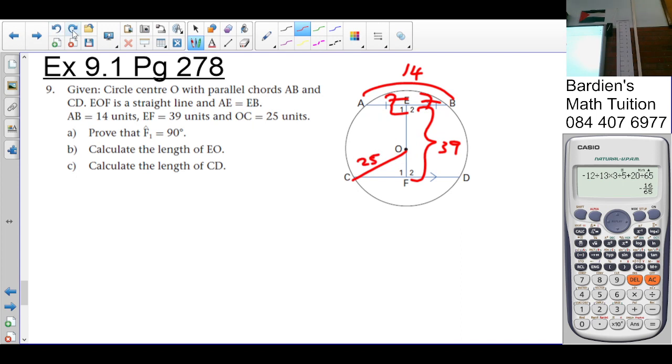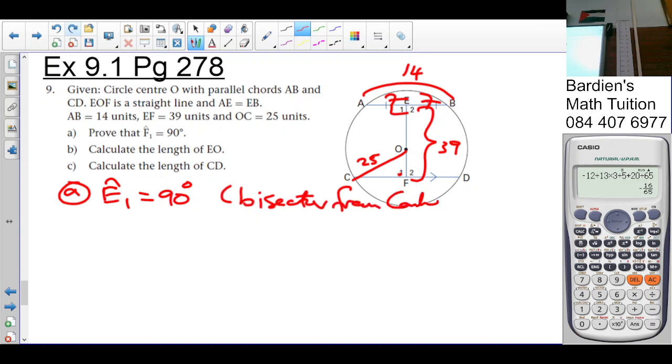Whoops, pause that. First question, prove that F1 is 90 degrees. Prove F1 is 90. Right, so where do we start? We can start with E1. Not so? E1 is 90. Why is E1 90? Bisector from center to chord is perpendicular to chord. Okay? Bisector from center to chord is perpendicular to the chord. So there's 90. Now what can we say?